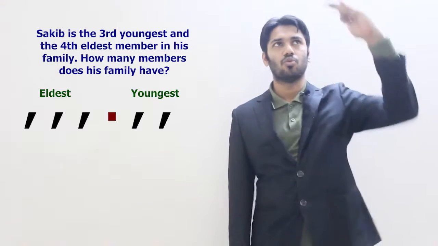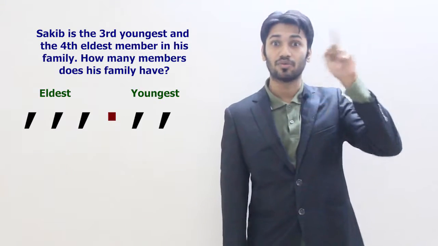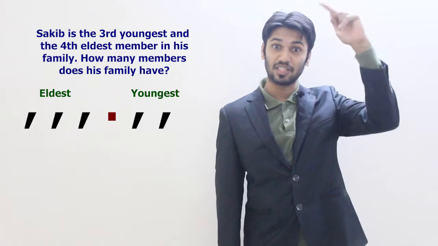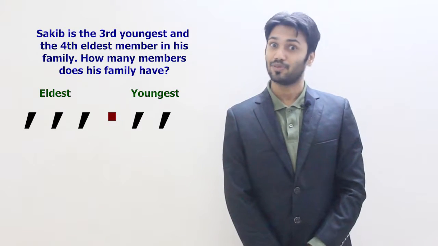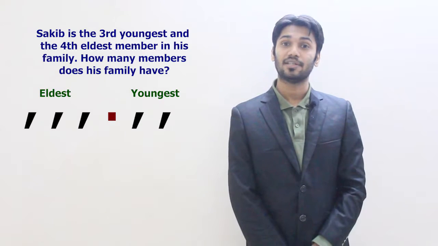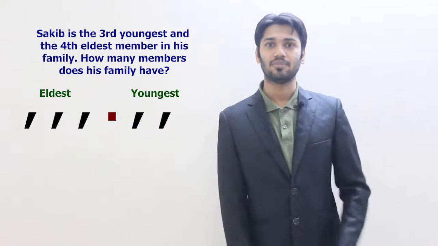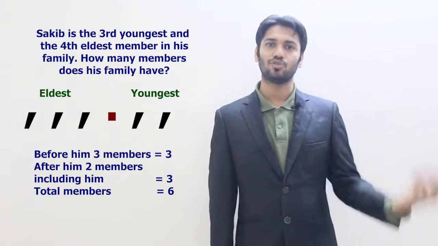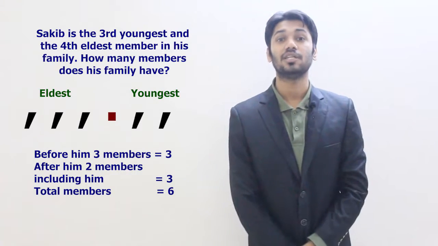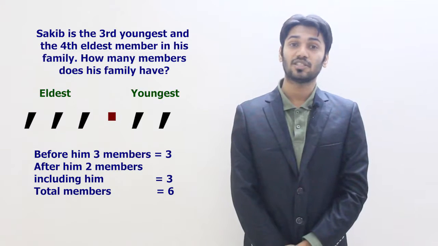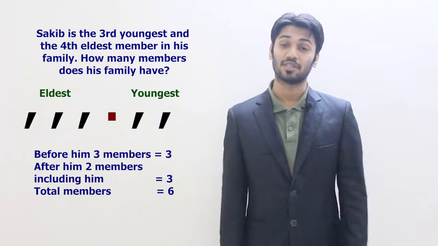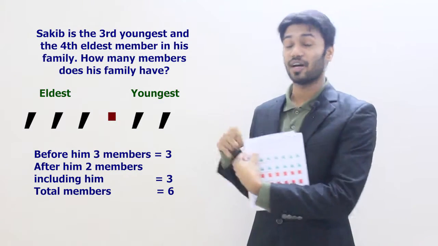Now 1, 2, 3, 4 from the eldest side. That means he has only 3 members before him, and from the youngest side he has 2 members before him. 3 plus 2 plus him, it should be 6. How many members has he got? 6 members. So the answer to number 5 is 6.